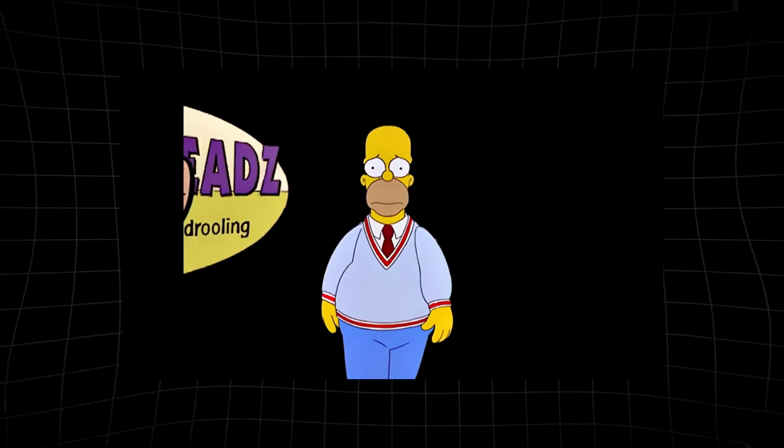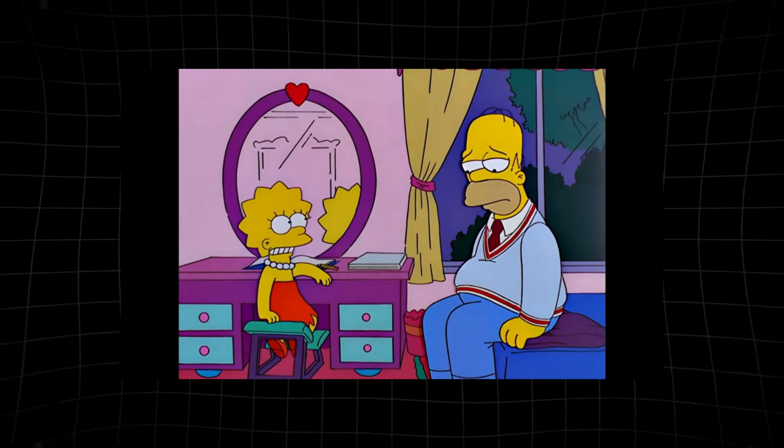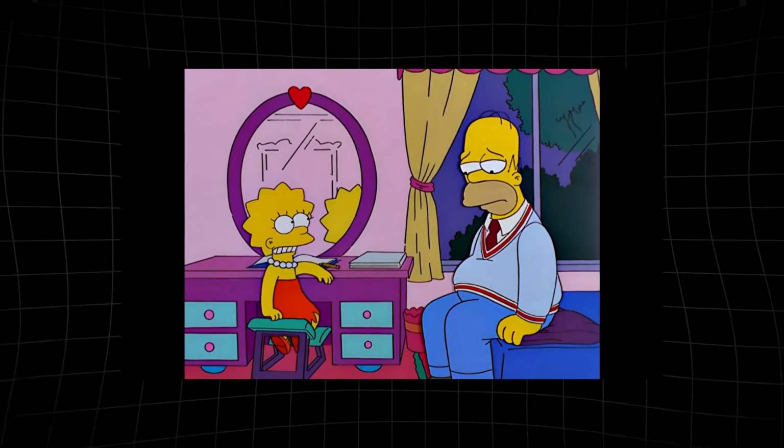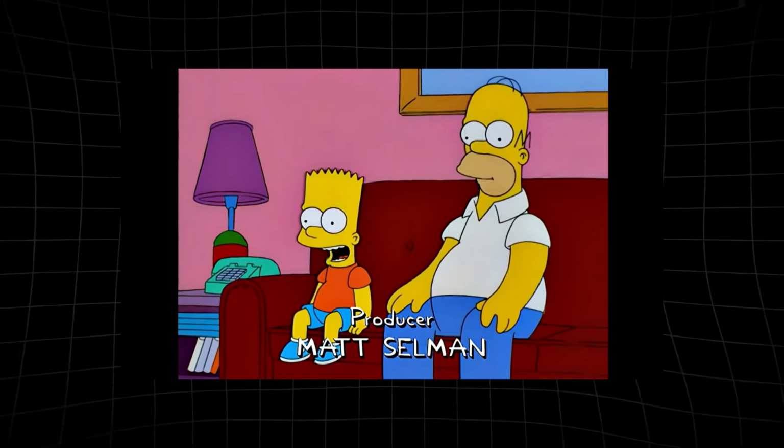The school cafeteria, which is one of Springfield Elementary's most frequently visited spaces, has had its specific layout vary within individual episodes.